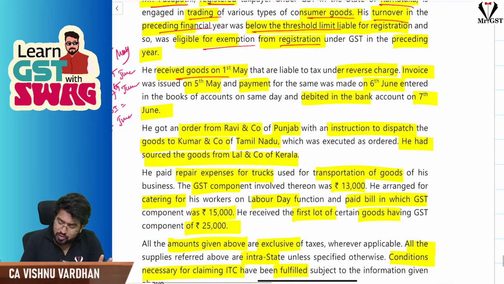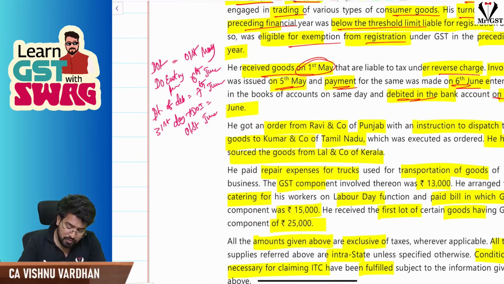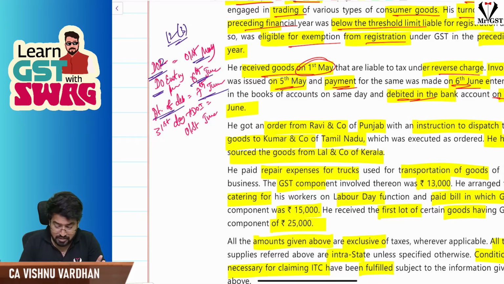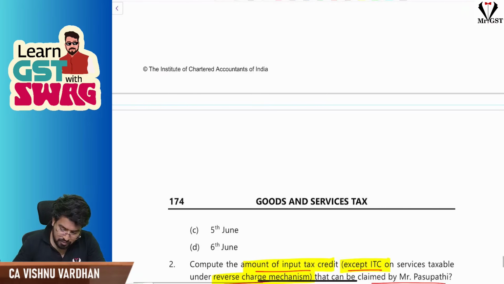He received goods on 1st May under reverse charge. Invoice for that is 5th May. Payment made 6th June. He entered it in books. 7th June that was debited in the bank account. So if you see, this is time of supply for goods covered under RCM 12 subsection 3. Date of receipt of goods 1st May. Date of entry in the book 6th May. Date of debit 7th June. Sorry, 6th June and 7th June. Sorry, 31st day from ADOI. Actual date of invoice 1st June. Whichever is earlier. 1st May is earlier obviously. So time of supply is 1st May.